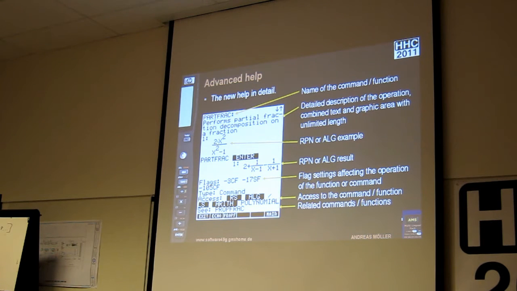The flag settings affecting the operation of the function or the command are shown, and in the next step, the new help could be combined with the existing flag browser to give detailed descriptions about the used flags. Also, there is no limit for the number of related commands or functions. And the font of the help is switchable, therefore font 8, 7, 6 or mini font can be used to show the help. And if needed, the screen can be shifted, so basically there's no limit. The help can be as fancy as you want it.